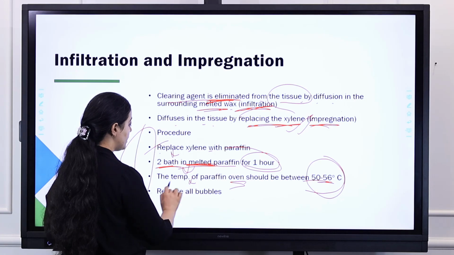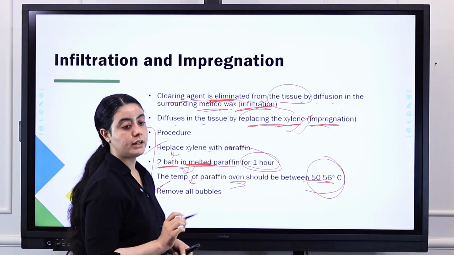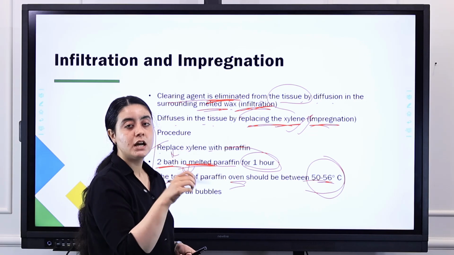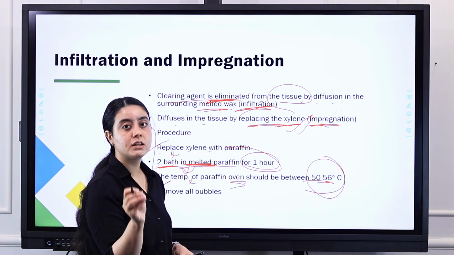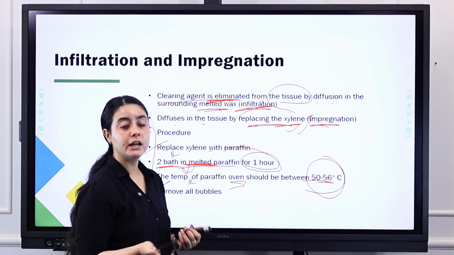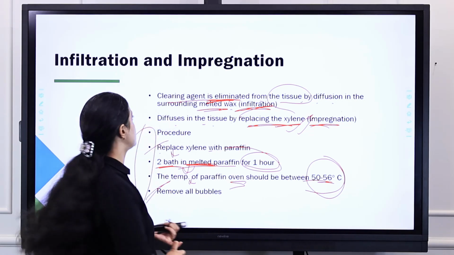Then remove all the bubbles. Always remove all the bubbles, so that no bubble can take the place of empty space. We have to fill all the empty space with the melted wax, not with air bubbles, right? Because it will again interfere in the microscopic examinations.